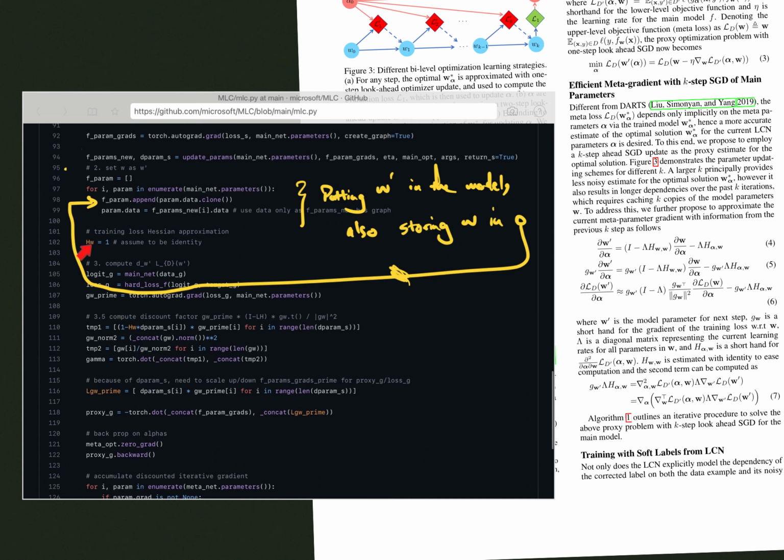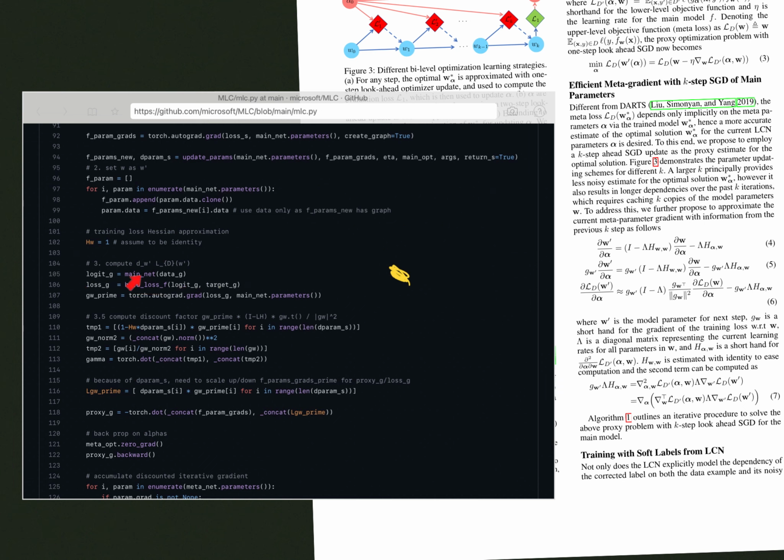So HW also is a training loss Hessian approximation. They assume this to be identity, so they put it as 1. Now you have the main net, you give it the data G, so this is going to be LD because you're focusing on the data G and D, but now the parameters of the model are omega prime, so this one here is going to be LD of omega prime and alpha, so this is going to give you the largest G, and you have the corresponding loss.